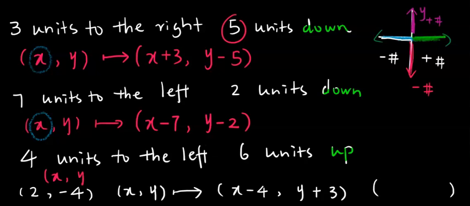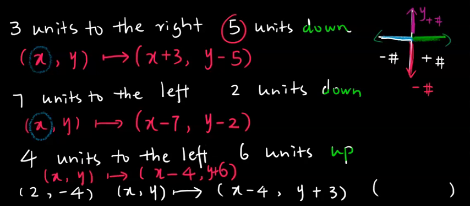Start with x, y, transformation happening. Pause this video, work on your own. I know you can do this. 4 units to the left, so we're going to minus 4. 6 units up, so y is going to plus 6.